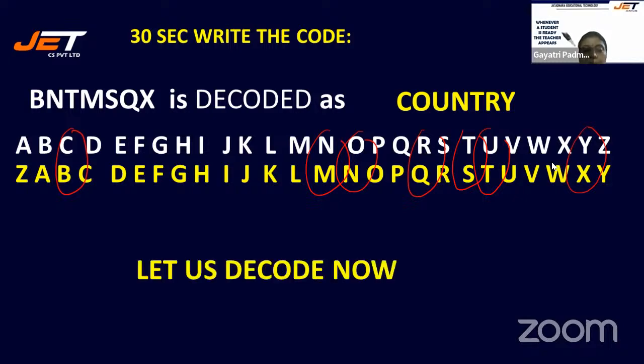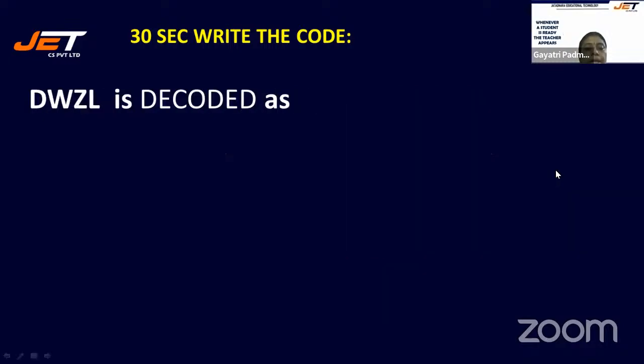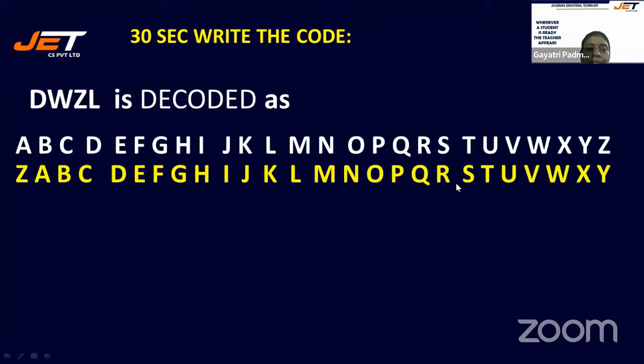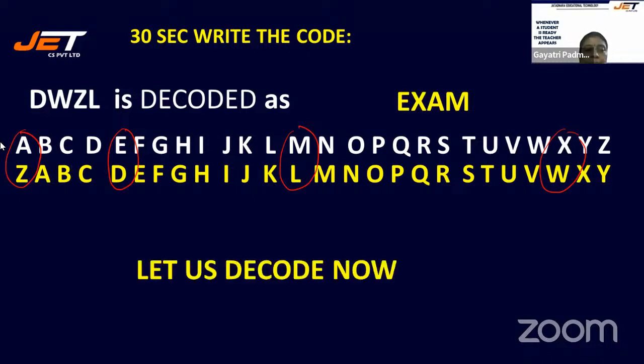Now let us decode DW ZL. D is E. W is X. Z is A. And L is M. So it is E X A M, exam.